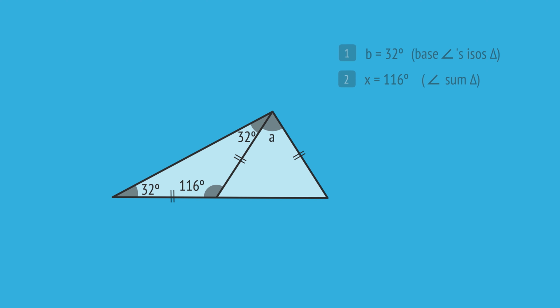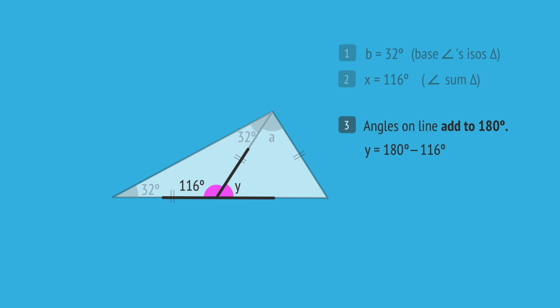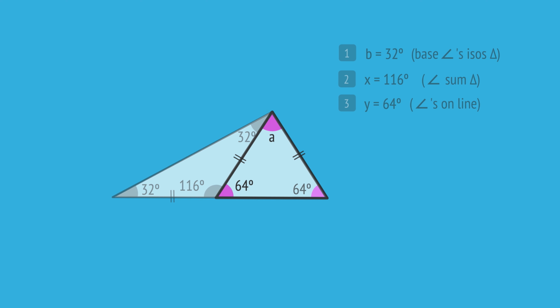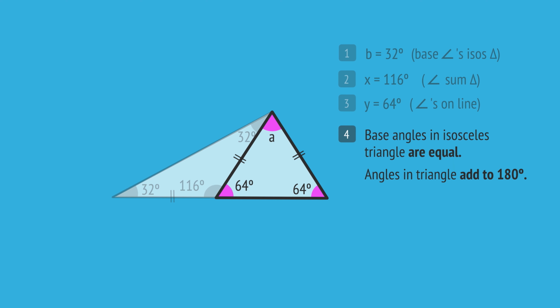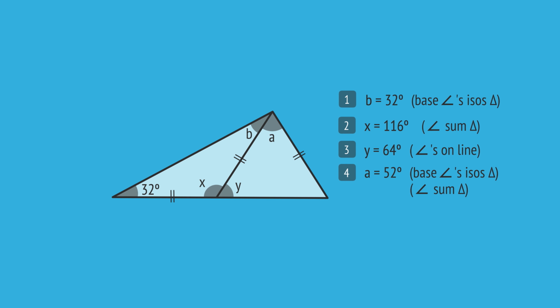Now we look for additional relationships to help us calculate angle A. For example, these angles form a straight line, and so angle Y will be 180 minus 116, or 64 degrees. And since we now know one base angle in this isosceles triangle is 64 degrees, we know the other base angle is also 64 degrees. And so the third angle, angle A, will equal 180 degrees minus the 2 base angles, giving 52 degrees. And once again, we summarize our working by writing the abbreviated geometric reasonings we used for each step.